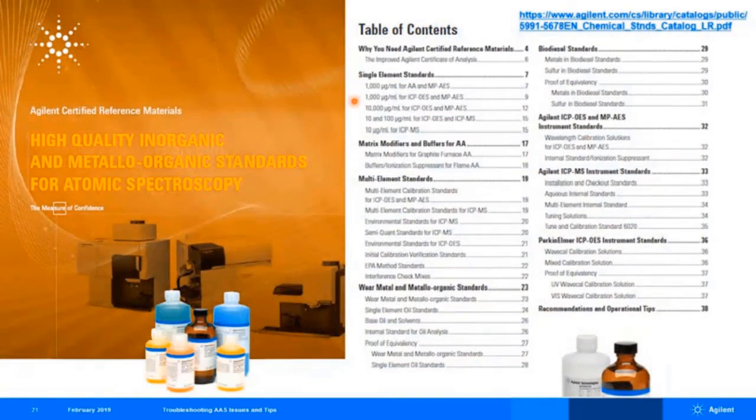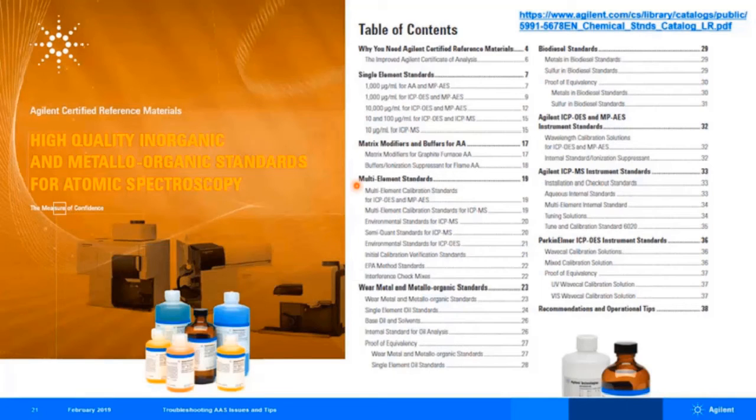Agilent now offers a complete line of certified reference materials that are ideally suited to preparation of calibration standards for any of the atomic spectroscopy techniques. So they're suitable for atomic absorption, for microwave plasma, for ICP-OES, and even for ICP-MS applications. We offer a full range of both single and multi-element standards, including, of course, organometallic and biodiesel standards for customers that need to work with organic solvents or oil samples.